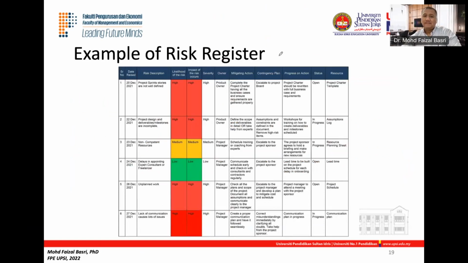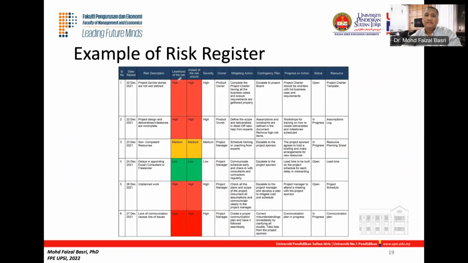So this is one example of a risk register for a company. These are the number system. It's very simple. You just use 1, 2, 3, 4 for this department, for example. This is about project management. So they have the date, their risk, the issues. The risk description is about the project sprints. Sprint is the name of the project. Stories are not well defined.